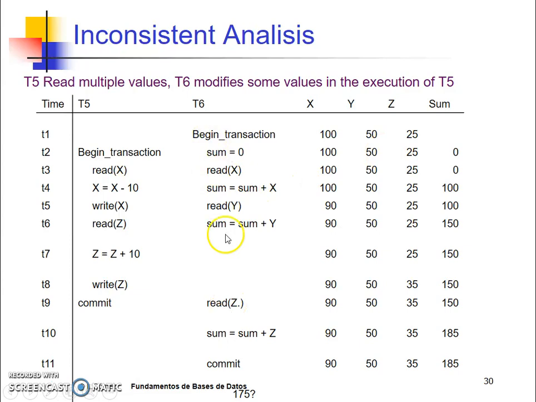And it doesn't matter if we move data from one variable to another variable. At the end, since we are adding the three values, it should be 175. However, the value is 185. Why is that? Because when we start executing, I read the value of X before it was changed, and I read the value of Z after it was changed. So I did not consider the $10 that were subtracted from the value of X. So that's why I have a value of 185.